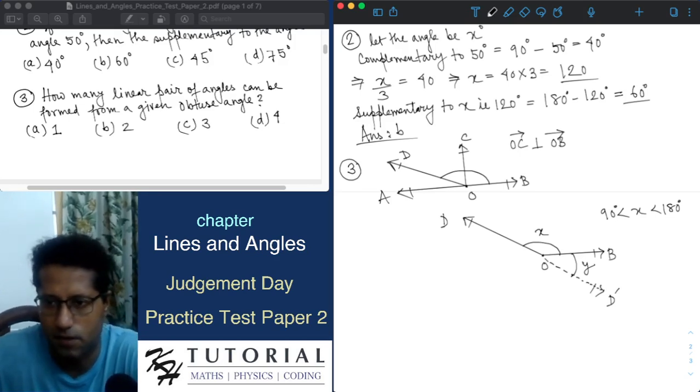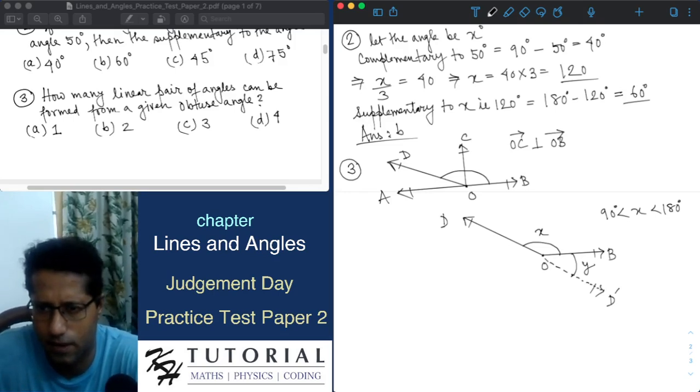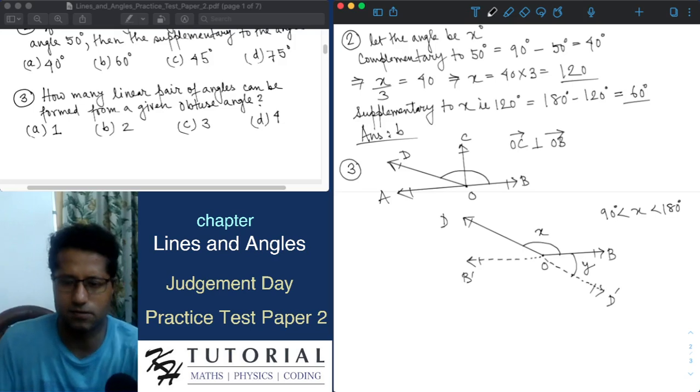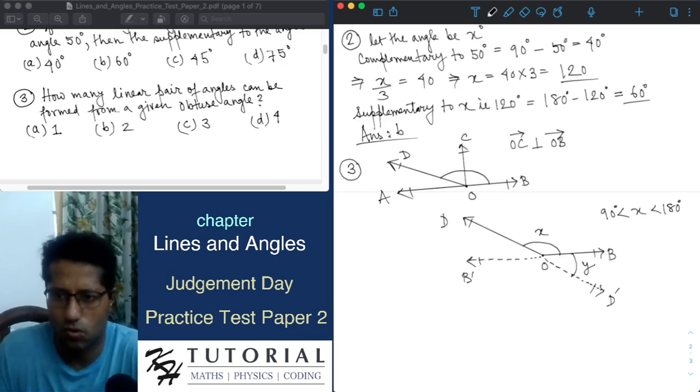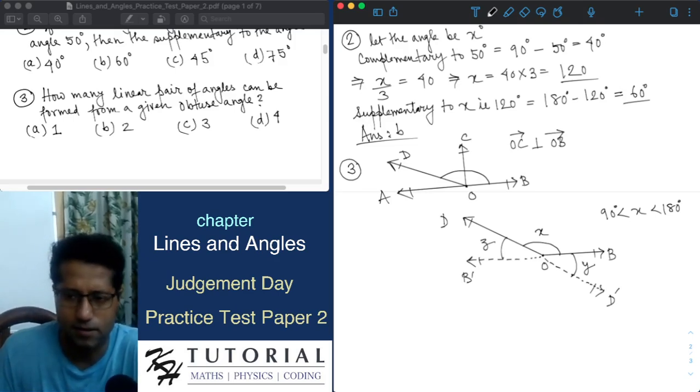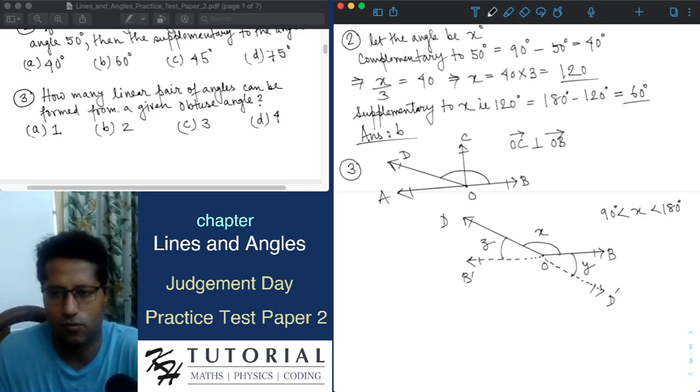We can extend OB. Since OB is approximately horizontal, we can create another ray which is opposite to OB. Let's say this is OB dash, and ray OB dash is opposite to ray OB. So we can clearly see that this angle z is also a linear pair with x, because B dash OB is a straight line, and the ray OD is standing on the straight line B dash OB. So therefore, x and z are also linear pairs of angles.